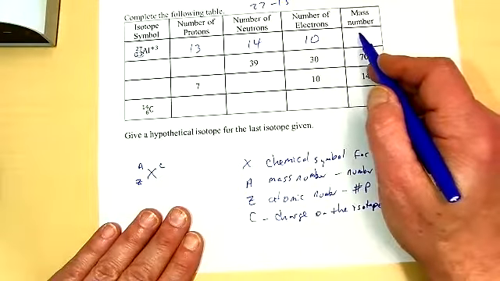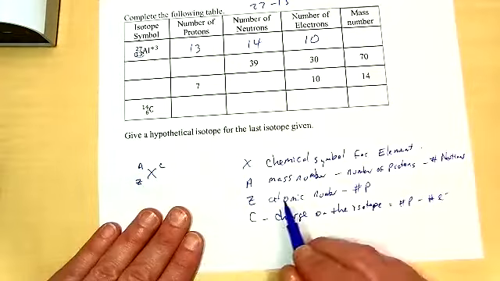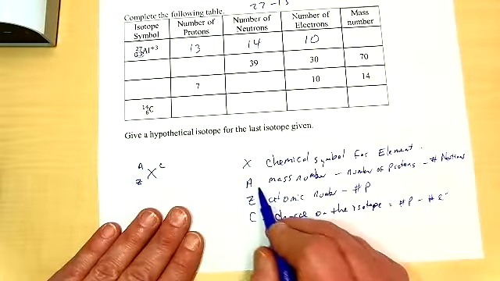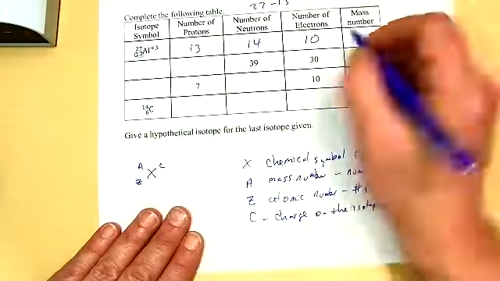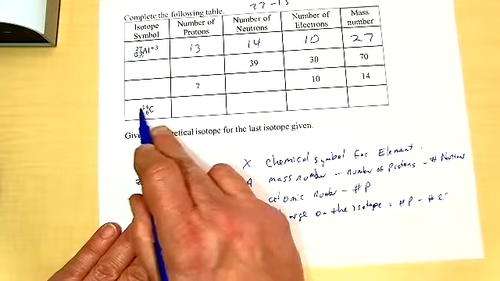So what's the mass number? Well, the mass number is what we already decided is given to us as A, right? So that's going to be 27. Excellent. Now, how about here, carbon 14?